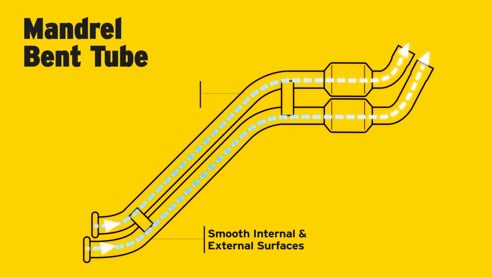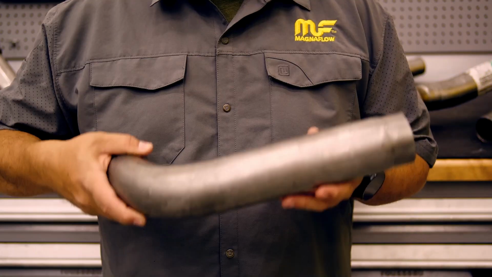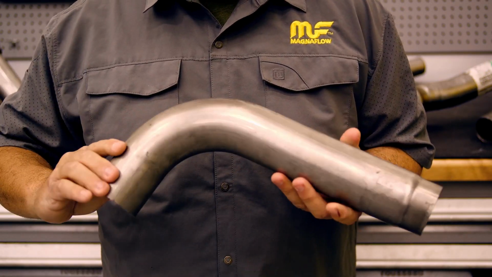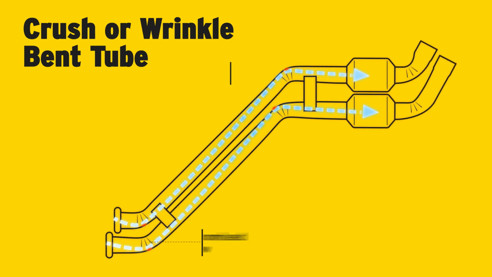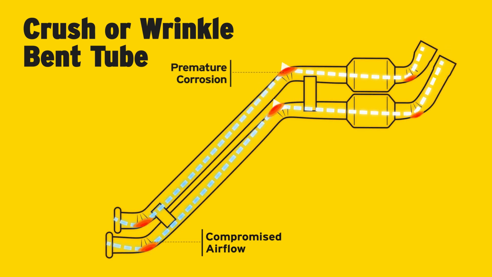The smooth interior allows for optimal airflow throughout the entire tube and reduces possibility of moisture buildup and particulate buildup that could lead to corrosion. The smooth exterior surface prevents excessive buildup of road grime that can also lead to corrosion. In the case of standard crush bends and wrinkle crush bends, the change in geometry can lead to moisture and particulate buildup, leading to premature corrosion.